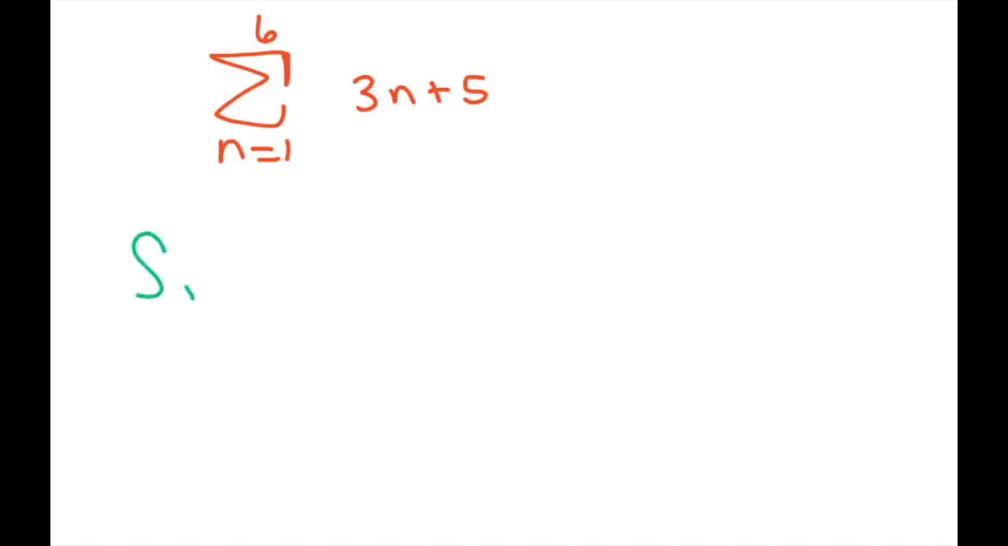So the first one is the sum, n equals 1 going from 1 to 6 of 3n plus 5. Basically, we need to fill out this formula: the number of terms, the first term, and then add it to the last term.